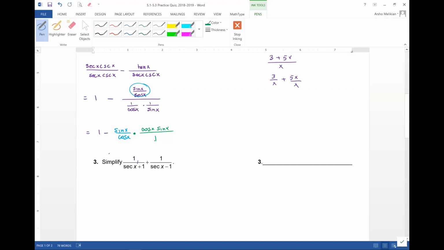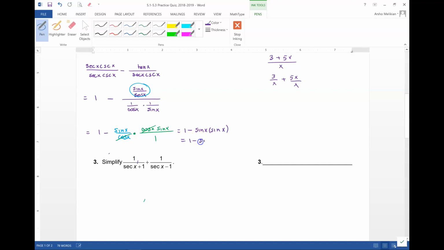Yeah. So can you say dividing by cosine is multiplied by sine? Absolutely. Yes. Okay, so cosine cancels with cosine. Oh my God, you see it, don't you? So now what do I have? 1 minus sine x times sine x.